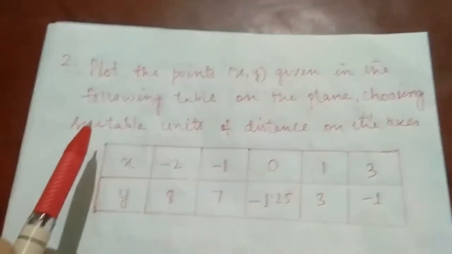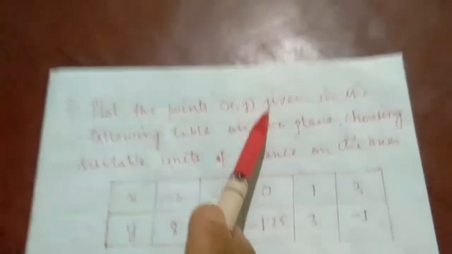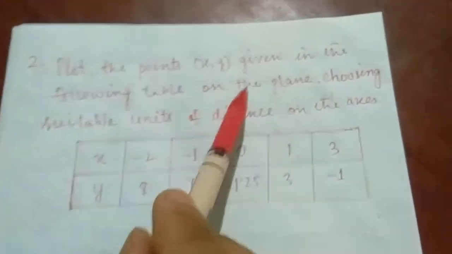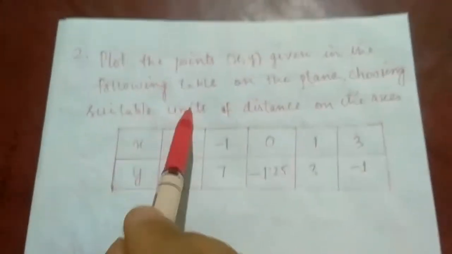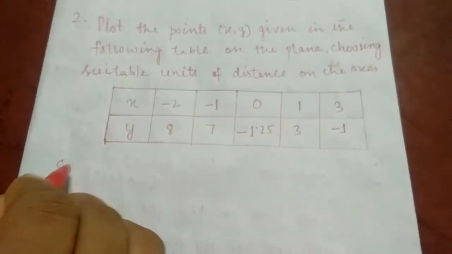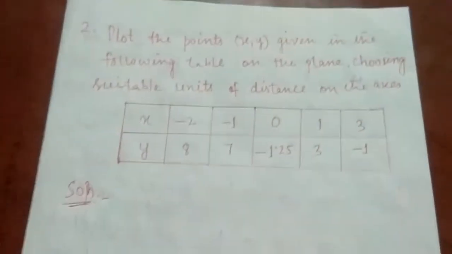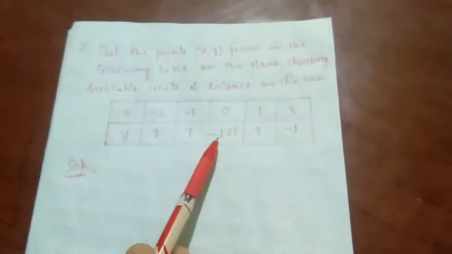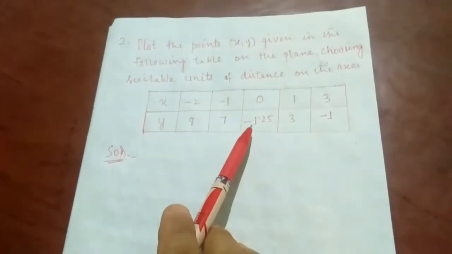So today's last question: plot the points (x, y) given in the following table on the plane, choosing a suitable unit of distance on the axis. This is a table of values of x and y. How to plot? It is the same as number 1. Look here, the highest value of y is positive 8, so we have to take up to 8 upside, above the origin, and negative 1.25 means on the y-axis below the origin it will be only 1.25.